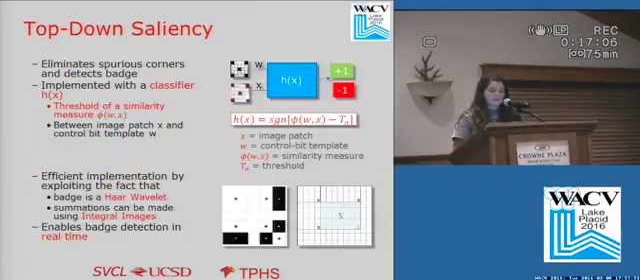So the output of this was fed into the top-down saliency mechanism, which is a classifier with the goal of figuring out which region actually contains the badge. And we were able to make this efficient by exploiting the fact that the badge is a Haar wavelet and that summations can be made by using integral images.